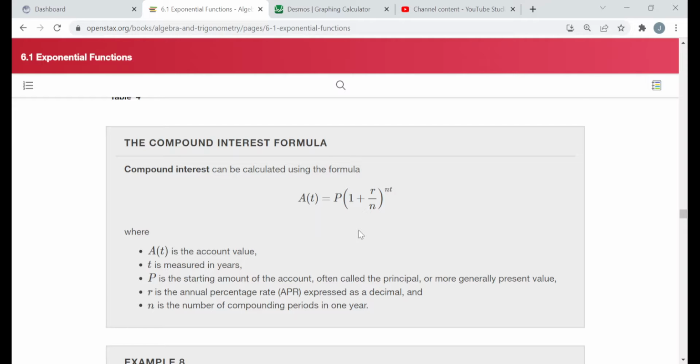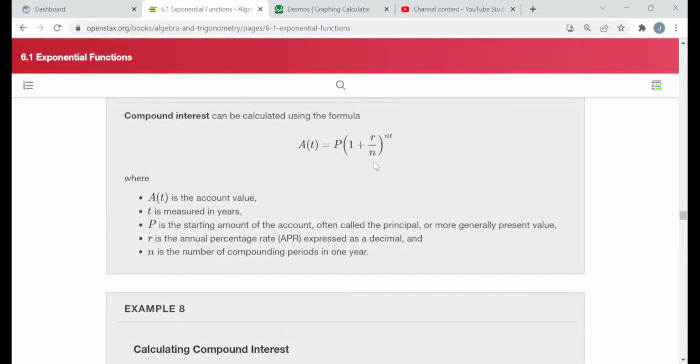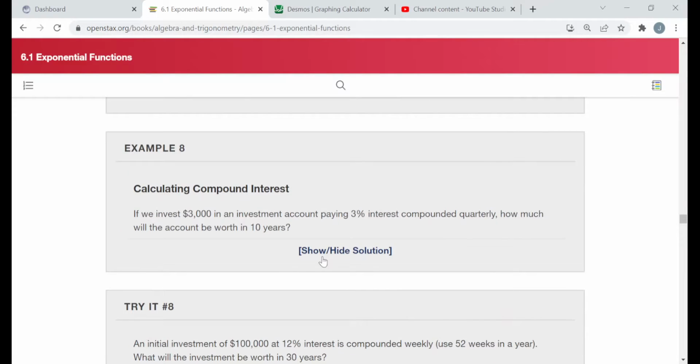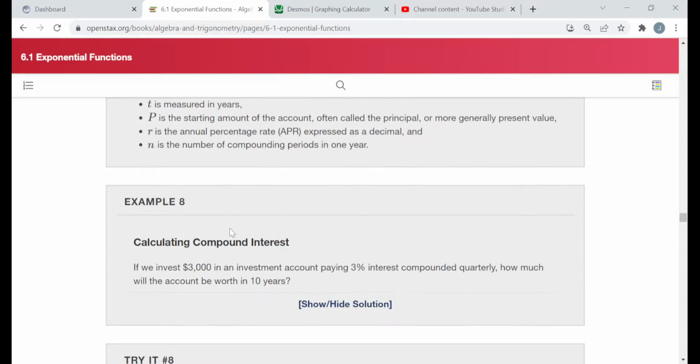All right, so the first example I'm going to do is example 8. I'm just going to read this out. What I've done on paper is I've written out what each number represents. Which variable in the formula does each number represent? So for example 8 here, it says, if we invest $3,000 in an investment account, that $3,000 is P. It's the starting amount of the account, the initial amount, the principal, the present value.